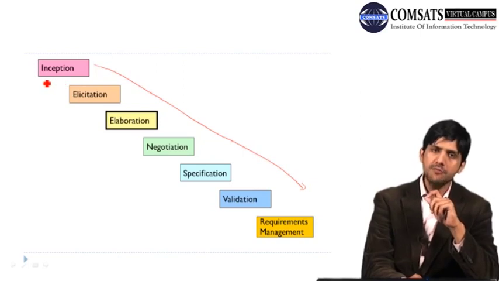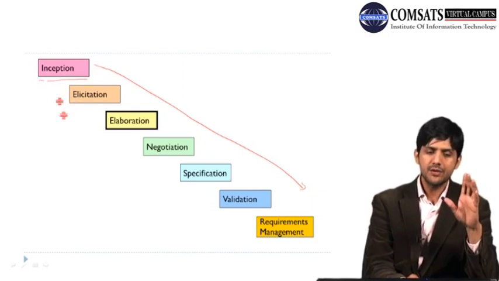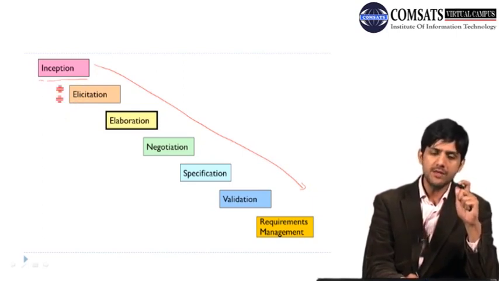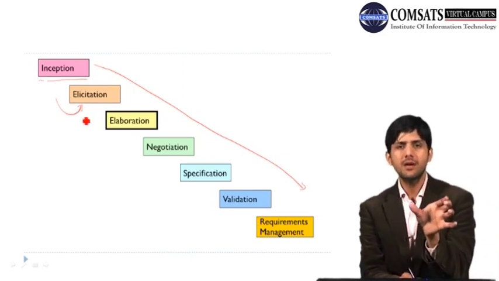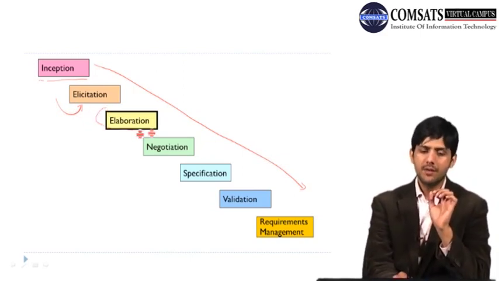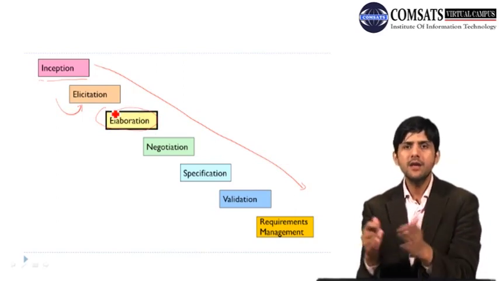So you can do something like this: you're conducting inception, you have identified some stakeholders, you start gathering requirements from those stakeholders in elicitation, and once you have elicited some requirements, you can start elaborating them. So all these things are happening in parallel.